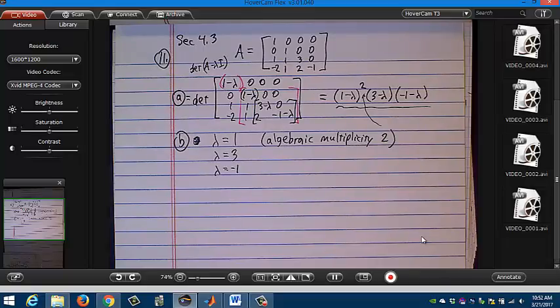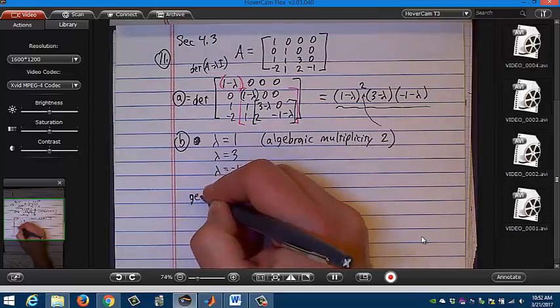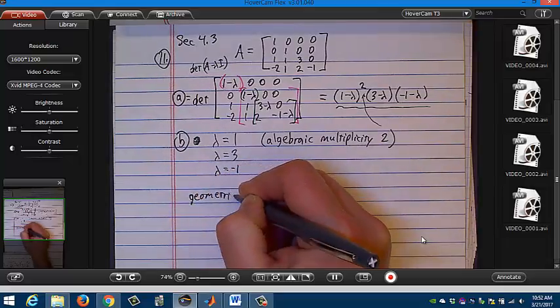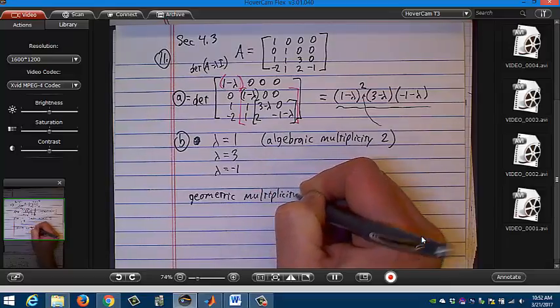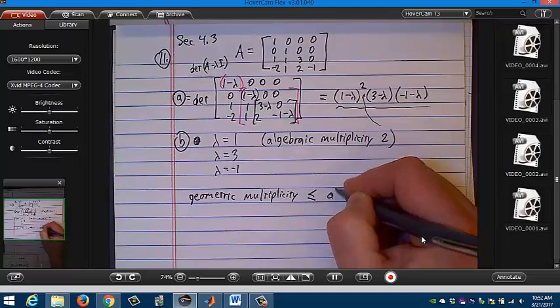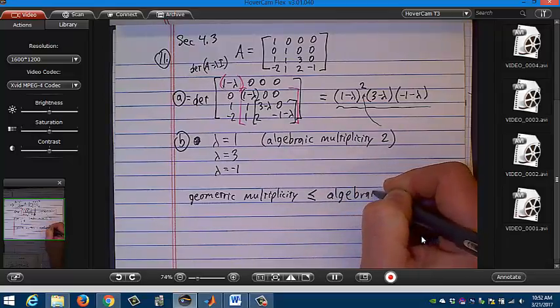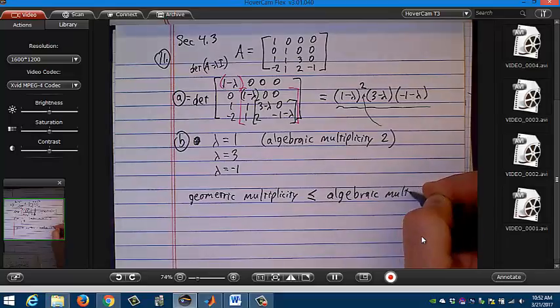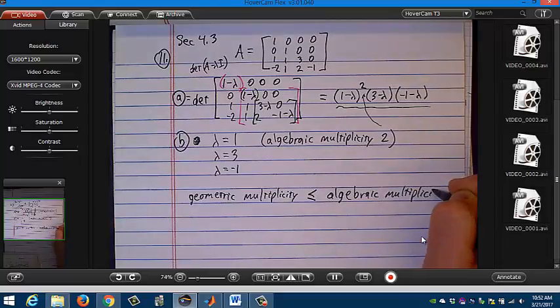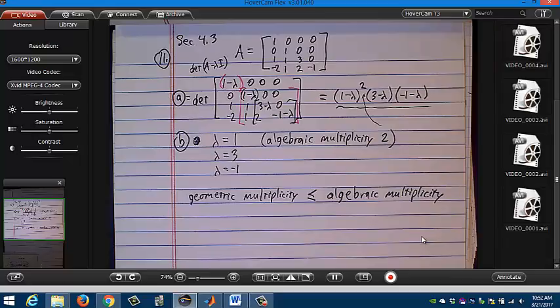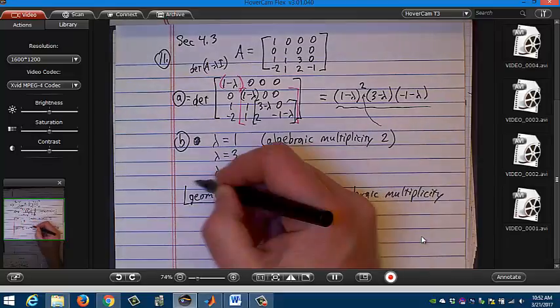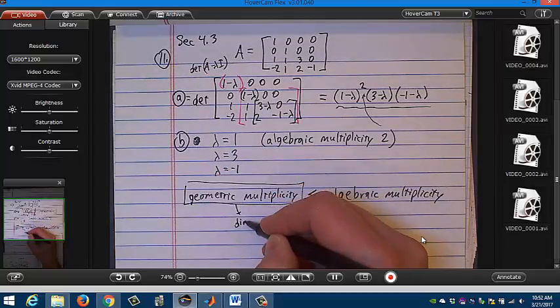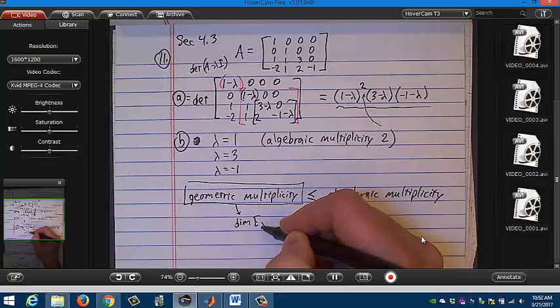And then you might remember that we learned that the geometric multiplicity is always less than or equal to the algebraic multiplicity. Do you remember what geometric multiplicity means? The dimension of the eigenspace. That's right. This is the dimension of E lambda, right?